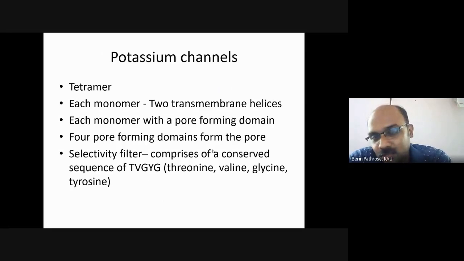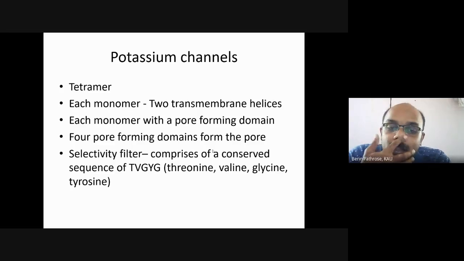That is one typical case, but there are certain potassium channels which have a structure exactly similar to sodium channels, where we have six transmembrane helices. But I am mainly discussing one kind of channel wherein we have only two transmembrane helices, and each domain forms a pore forming domain. That means one transmembrane helix from each domain forms the pore or surrounds the pore, and these four transmembrane helices from these four domains have the selectivity filter.